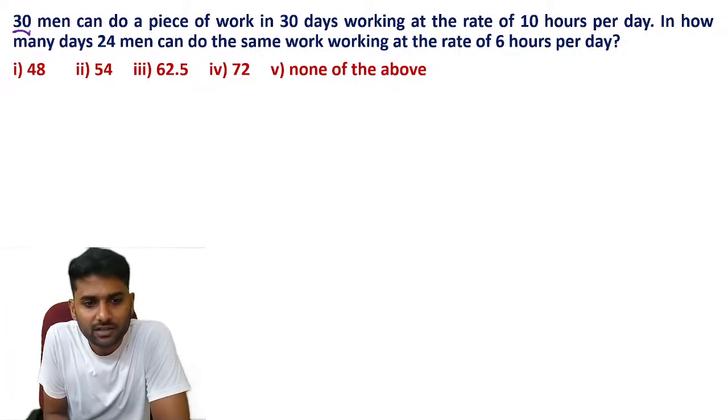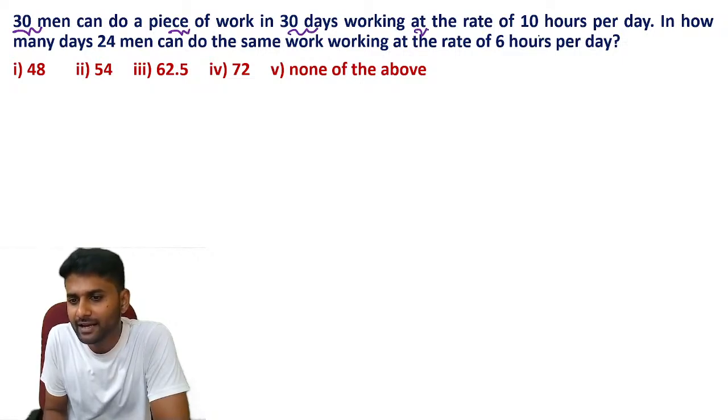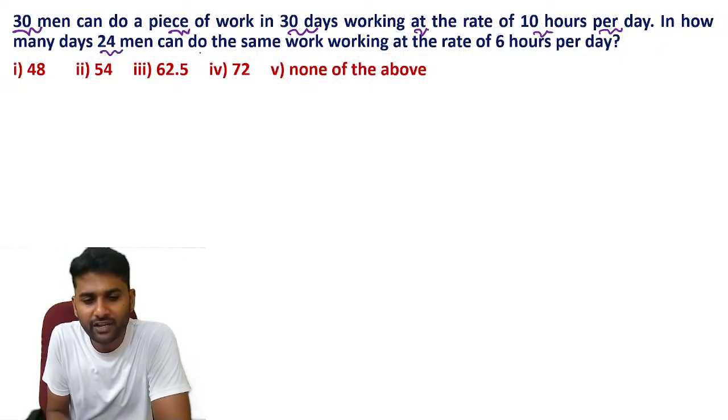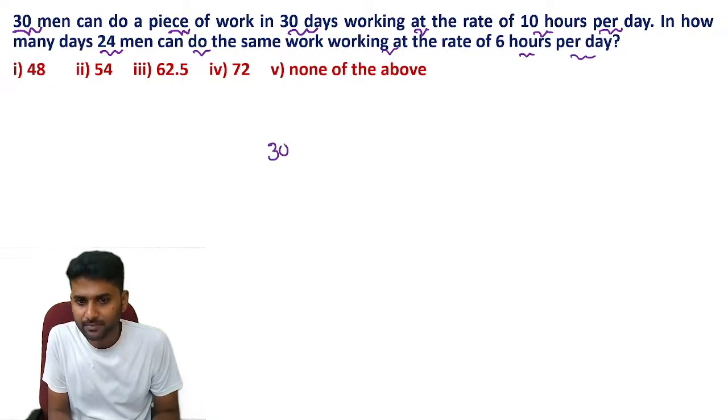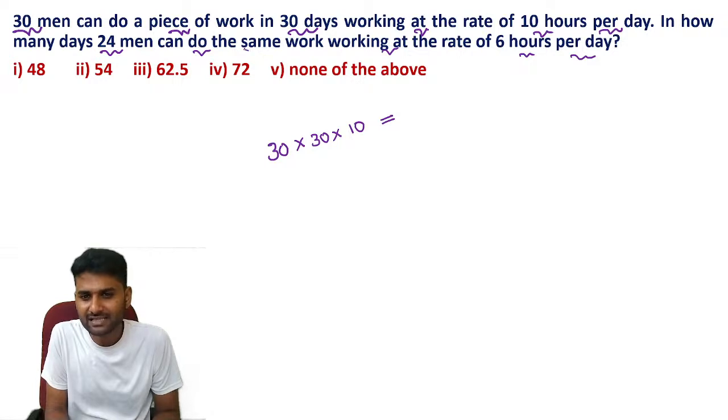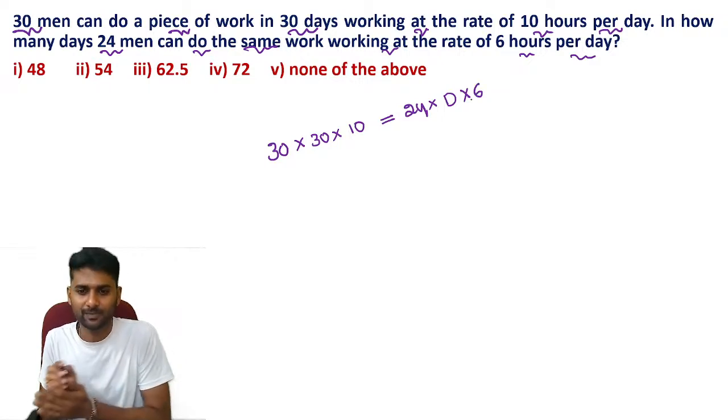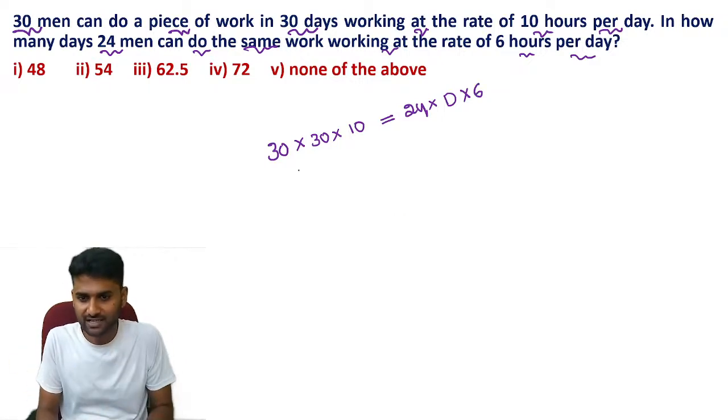Now here is the question. 30 men can do a piece of work in 30 days, working 10 hours per day. In how many days can 24 men do the same work, working 6 hours per day? Here is the information: 30 men working 30 days, 10 hours per day. Now we are assigning the same work to 24 men, and how many days do they need to work if they work 6 hours per day? That is the comparison. You should understand that point.